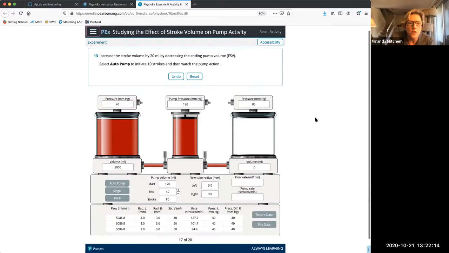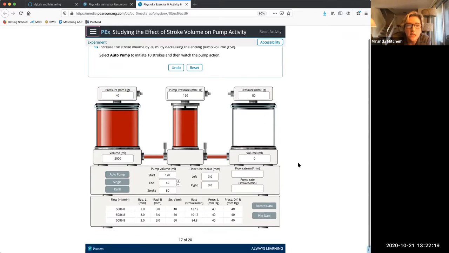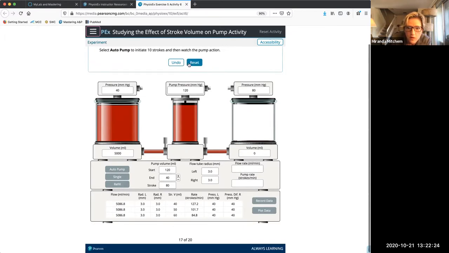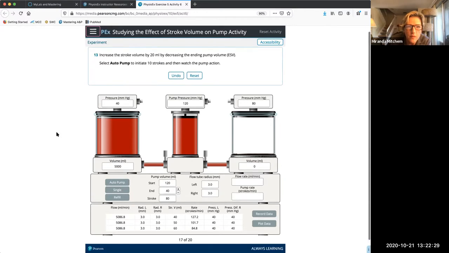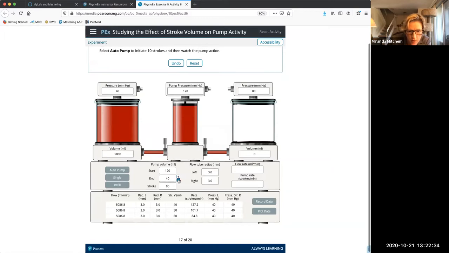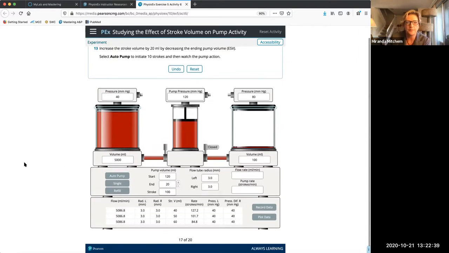All right. So now we just did this part. Increase the stroke volume by 20 mils by decreasing the pump. We did this. I guess we're going to do it again. So we're going to increase this stroke volume to 100. I went the wrong way. Sorry. Okay. And now we're going to hit auto pump. Notice that it's using much more of the middle cylinder. Pumping it up 10 times.